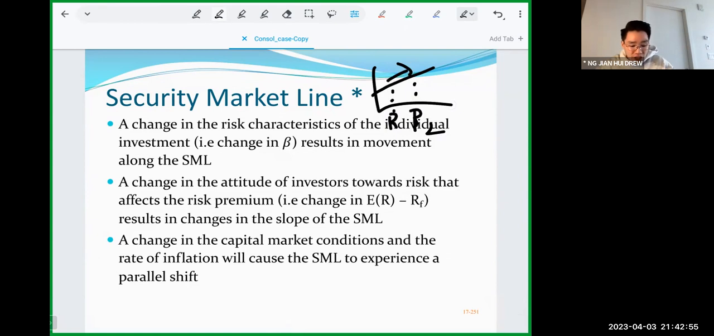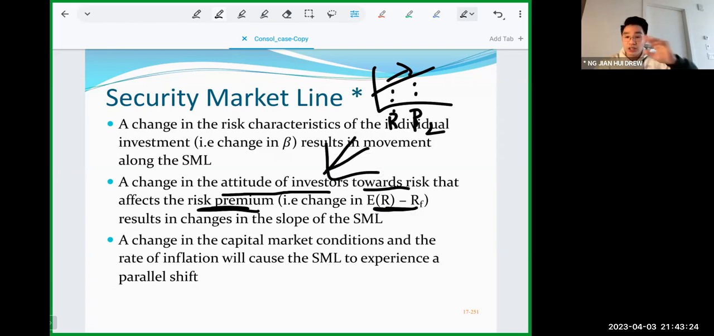Now, a change in attitude of the investors towards risk will affect the risk premium. Remember, just now we proved that the gradient of the line equals the risk premium. So if there is a change in attitude, the line gradient might increase or decrease. There is a change in the gradient, maybe steeper or less steep.